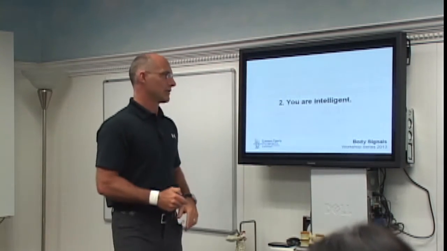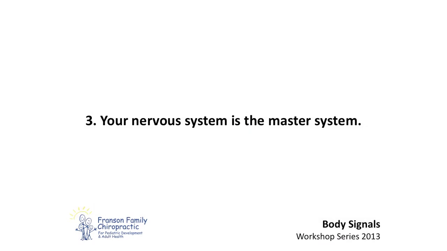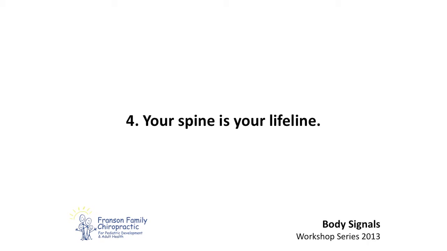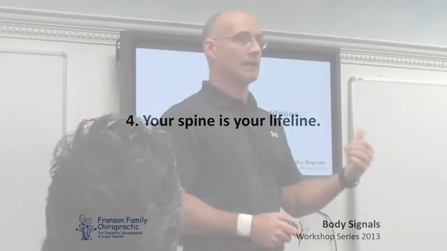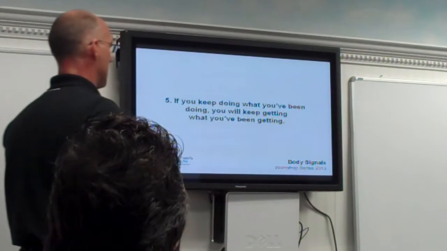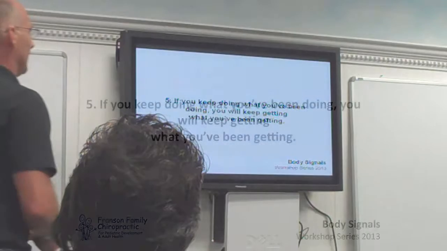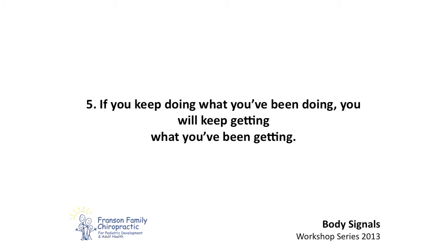So you are intelligent. Number 3, your nervous system is the master system in your body. Your nervous system runs all systems in your body, so we call it the master system. And number 4, your spine is your lifeline. We're going to teach you tonight why that suit of armor that protects that spinal cord is actually your lifeline. And number 5, everybody say this with me, if you keep doing what you've been doing, you will keep getting what you've been getting. Amen? Amen. We need a better way.